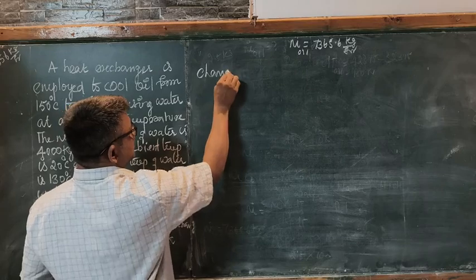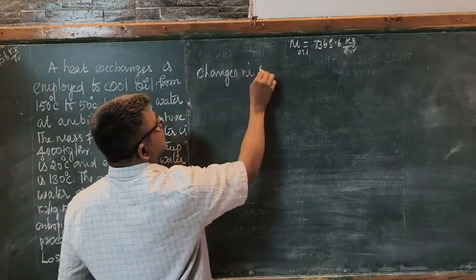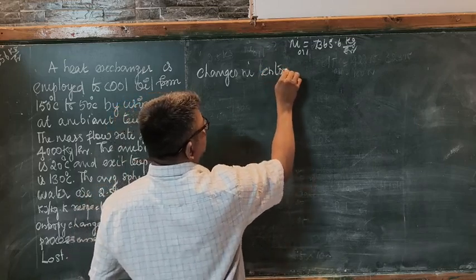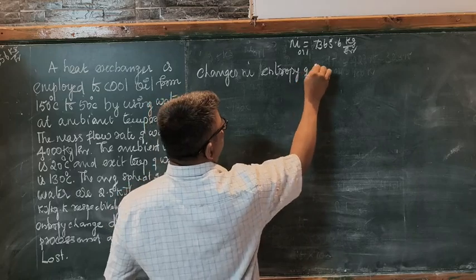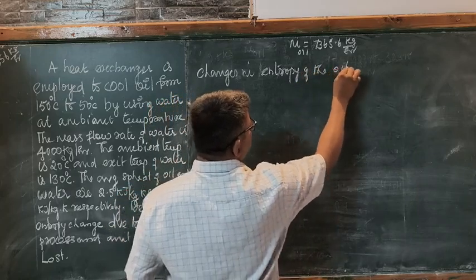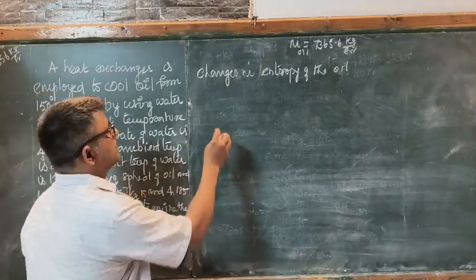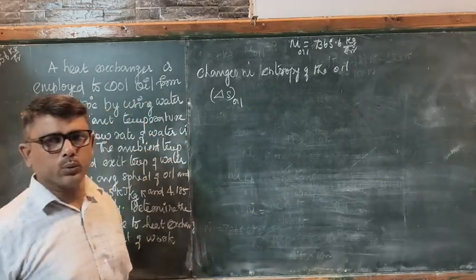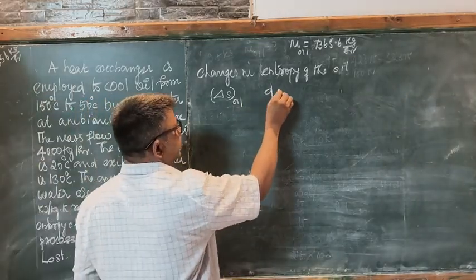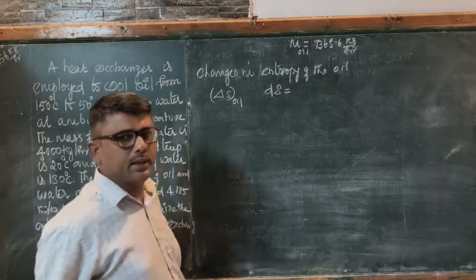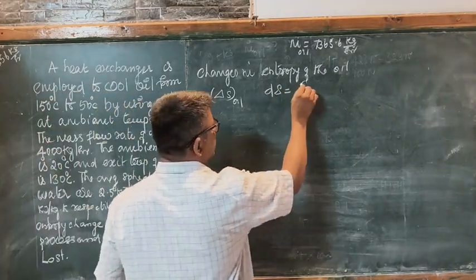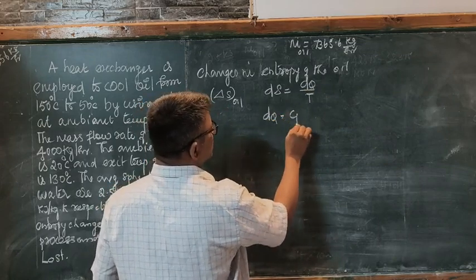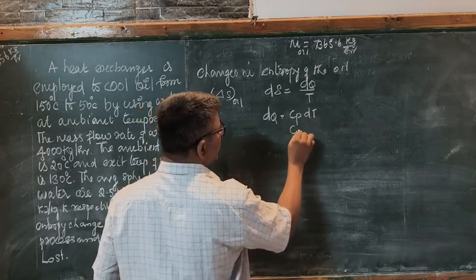Changes in entropy of the oil, here del S oil. In order to find this, the second law of thermodynamics says that dS is equal to dQ by T. dS is equal to dQ by T. dQ is equal to Cp dT or Cv dT.